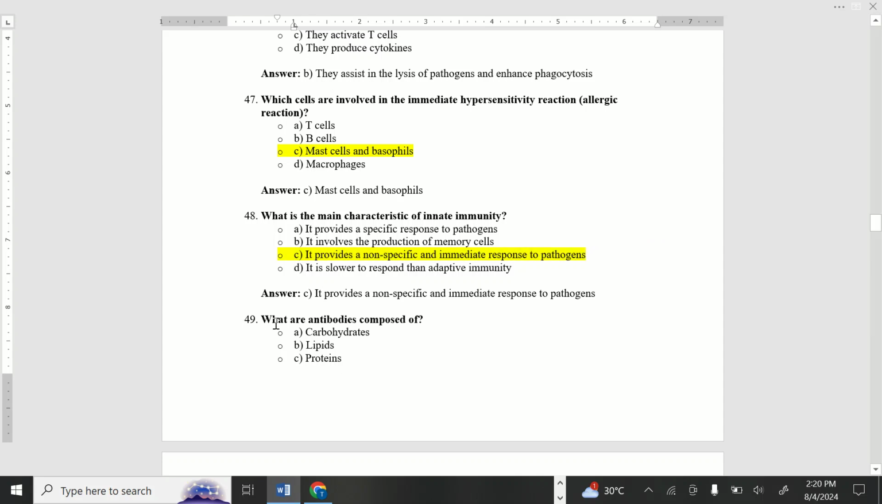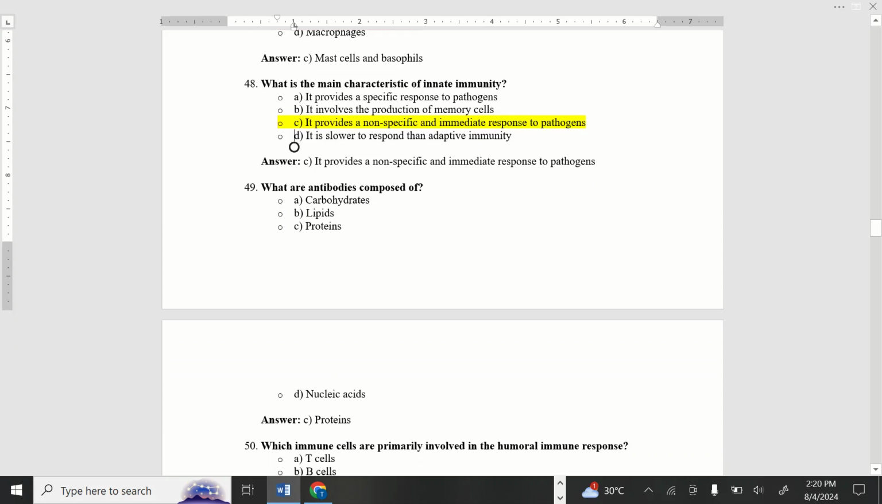The next MCQ is: what are antibodies composed of? A. Carbohydrates. B. Lipids. C. Proteins. D. Nucleic acids. So the correct option is C. Proteins is the correct option.